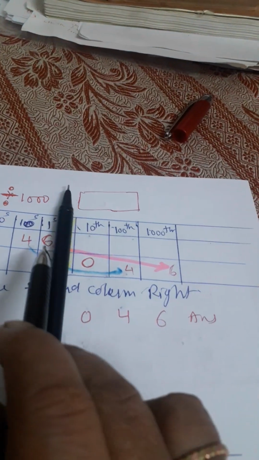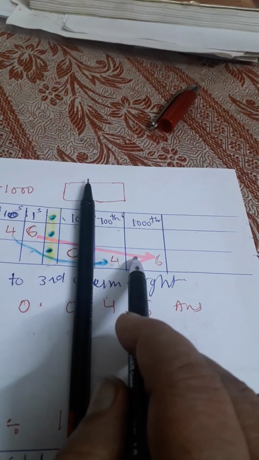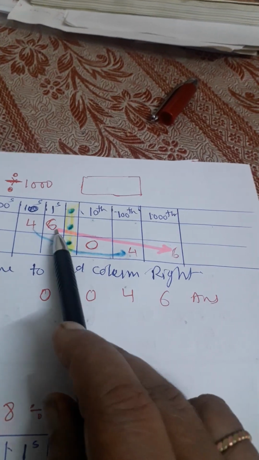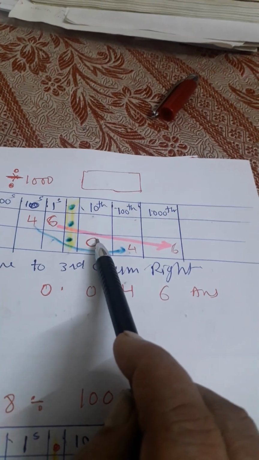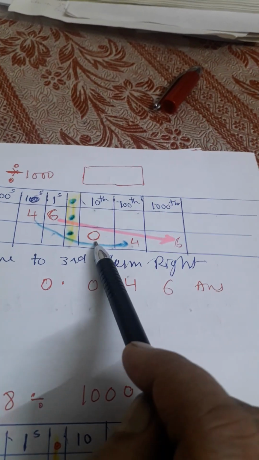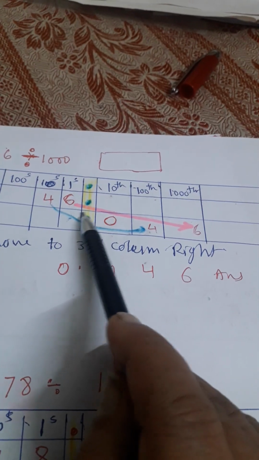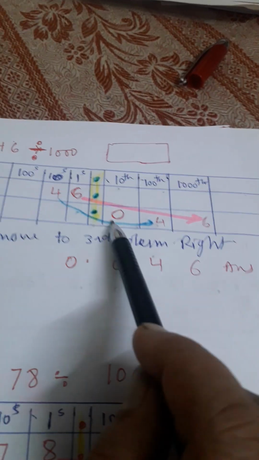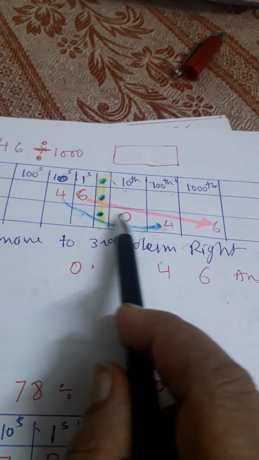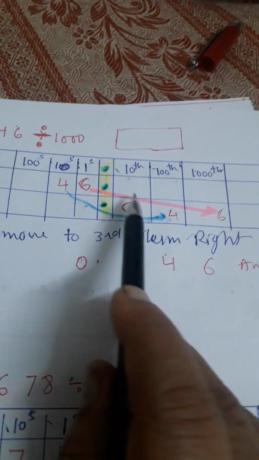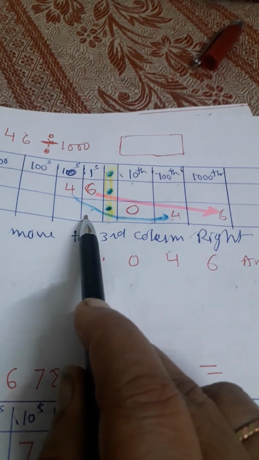See, so this is 6. So 1 column, 2 column, third column. Okay, look. First column, second column, third column. 6 is coming to the third column. Now 4 will jump to the first, second and third. Now only 2 digits are there, nothing here. So we'll put 0 there because there is no value here. So put 0 here, here also 0, here also 0. There is nothing here.